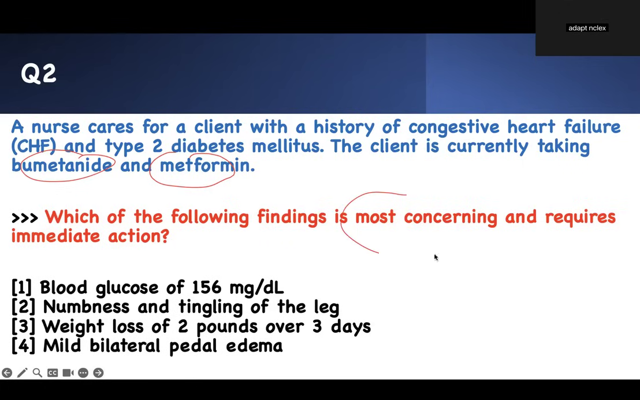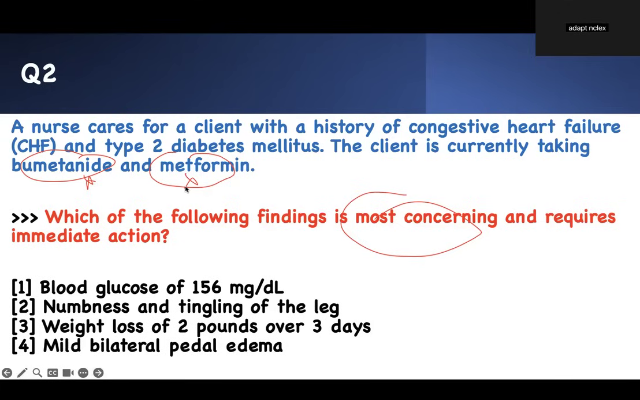What are my buzzwords? Metformin and bumetanide. The next one is most concerning. Connect the dots. Find what metformin and bumetanide are, and look at the answers. Blood glucose of 156, numbness and tingling of the leg, weight loss of 2 pounds over 3 days, bilateral pedal edema. Which one should concern you? The patient has CHF and diabetes. Metformin is for diabetes. Bumetanide is for CHF. Why do I give you bumetanide? It's a loop diuretic. It's going to get rid of your fluid, right? Test-taking strategy: therefore, it's a loop diuretic. What can you see in the question?